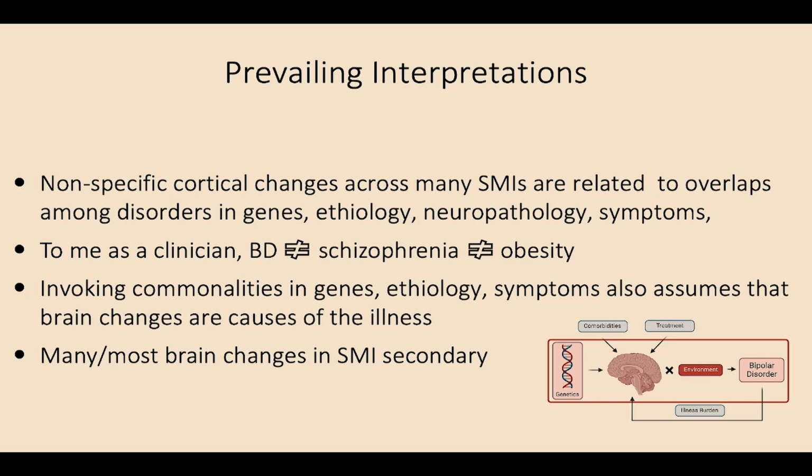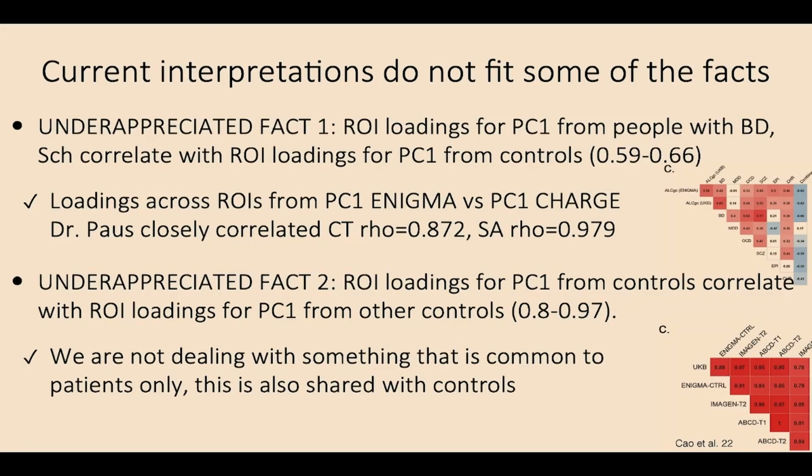The other issue is that when we invoke commonalities in genes, etiology, or symptoms, we assume that brain changes are actually causal of these illnesses. And we know that many, if not most, brain changes that we're detecting in people with SMI are actually secondary. They're a consequence of the episodes of the illness, of comorbid conditions, or even treatments. In addition, the prevailing explanation for this non-specific neural P factor, I think, doesn't fit some of the other findings.